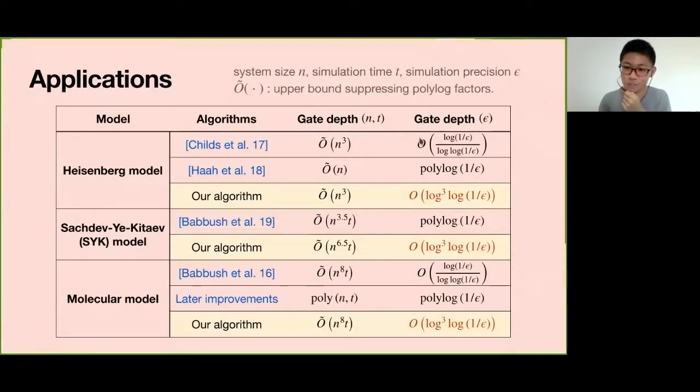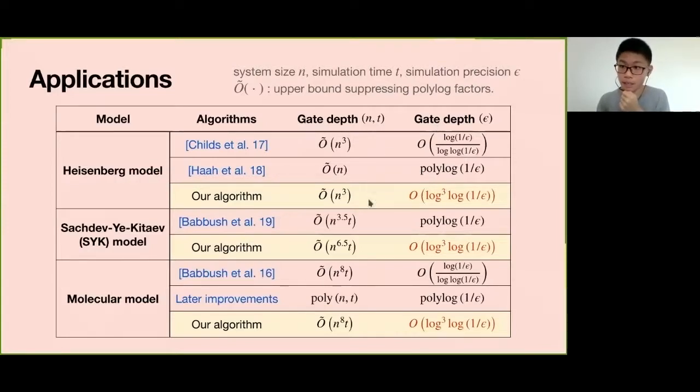As shown in the fourth column of this table, we count the gate depths that depend on the parameter epsilon. And as you can see, our algorithm achieves epsilon dependence in the depths in all of these models of about polylog log one over epsilon, compared to the previous result, which has complexity polylog one over epsilon. So this is the result for application to these models.